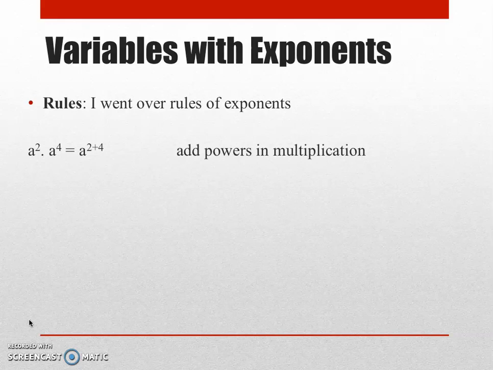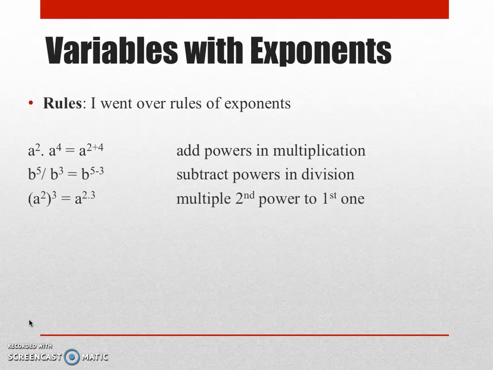In multiplication, we always add powers. So a squared times a to the power of 4 is the same as a to the power of 2 plus 4. In division, we always subtract powers. b to the power of 5 over b to the power of 3 is the same as b to the power of 5 minus 3. Also, if we have two powers, we always multiply the first and second. So a squared, the whole thing to the power of 3, is the same as a to the power of 2 times 3.